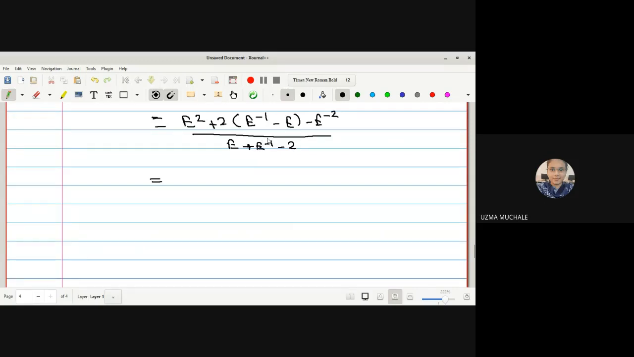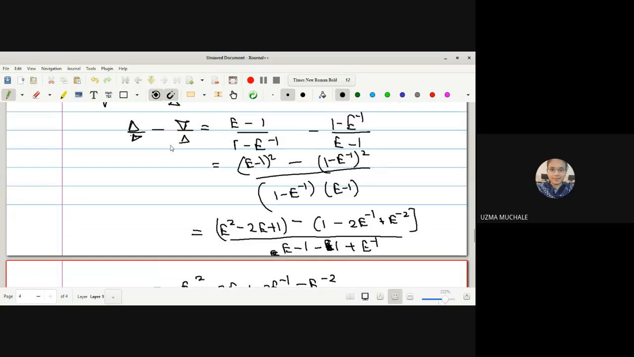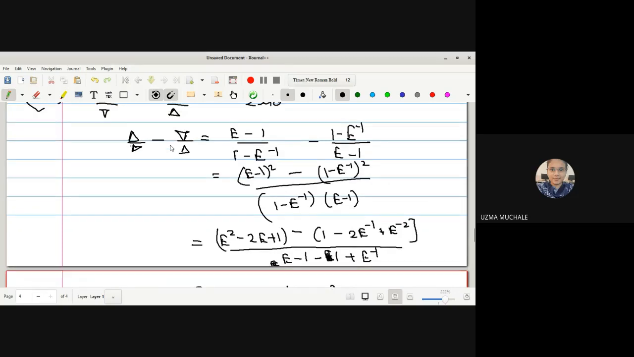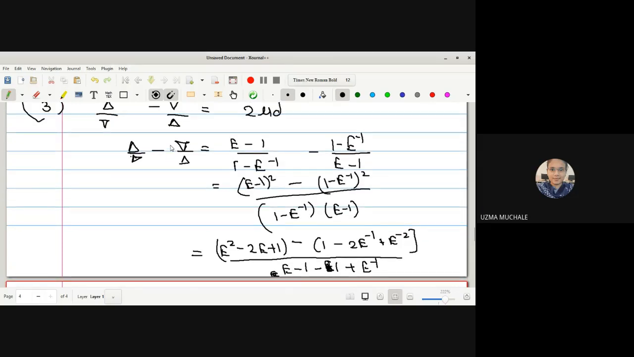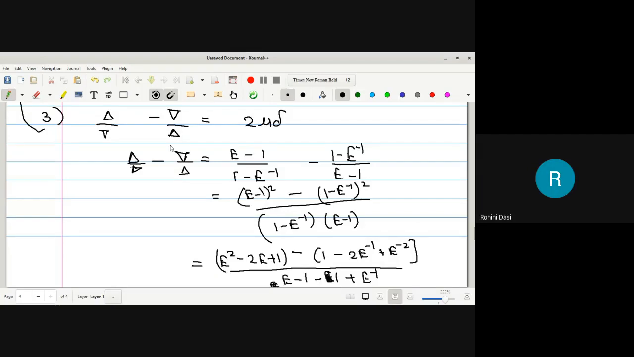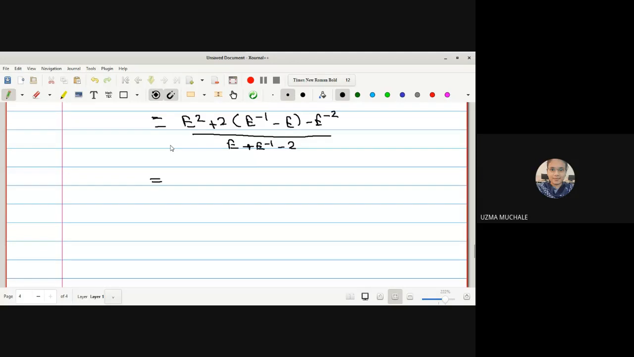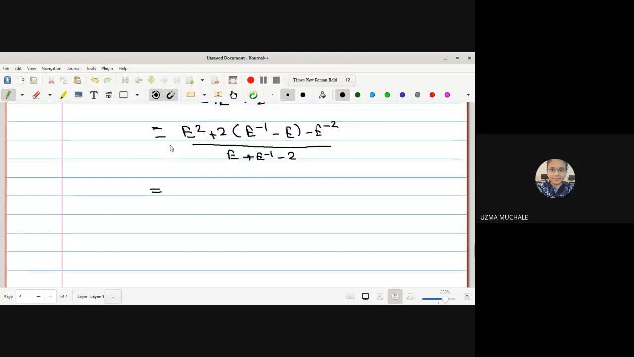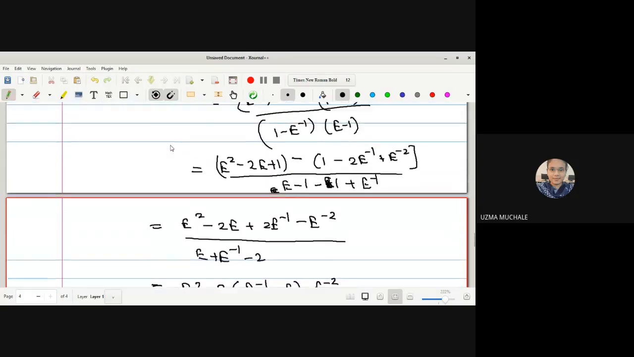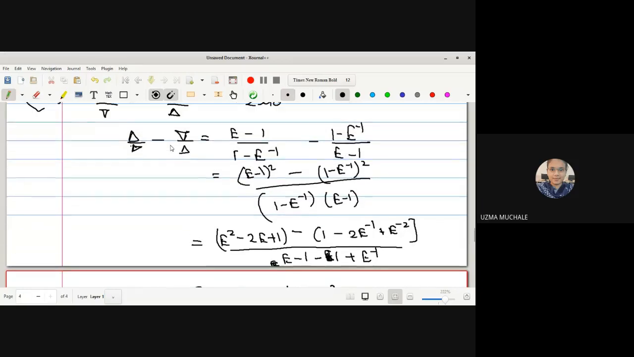By e raised to minus 1 minus e. Minus of forward operator plus backward operator. Yes, but actually this will be lengthy if you are going to solve like this. Can anyone tell me what will be another way to prove this?